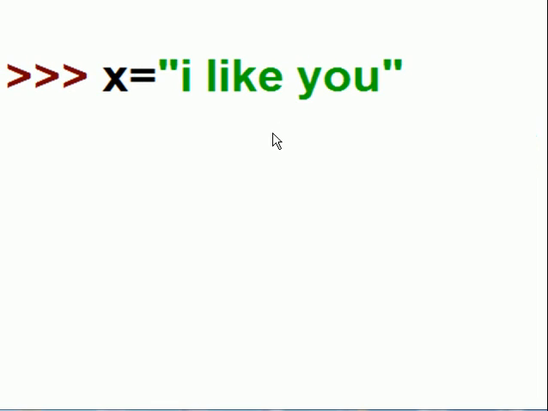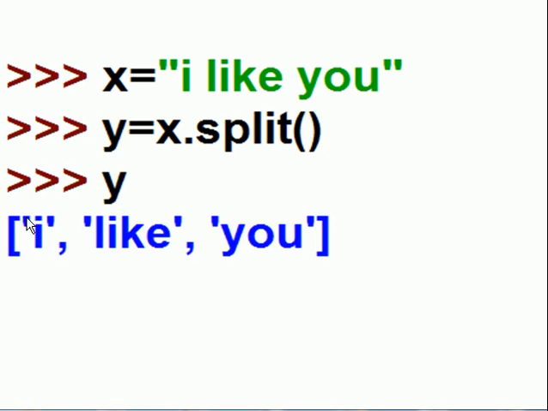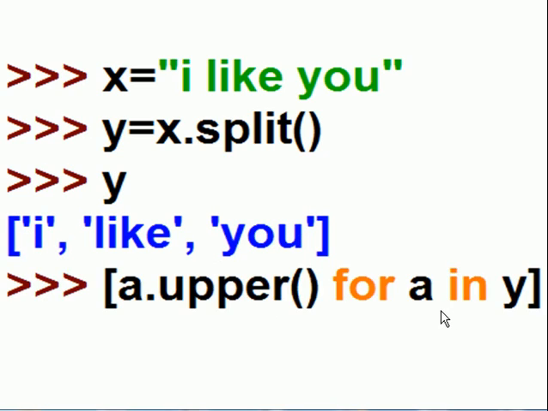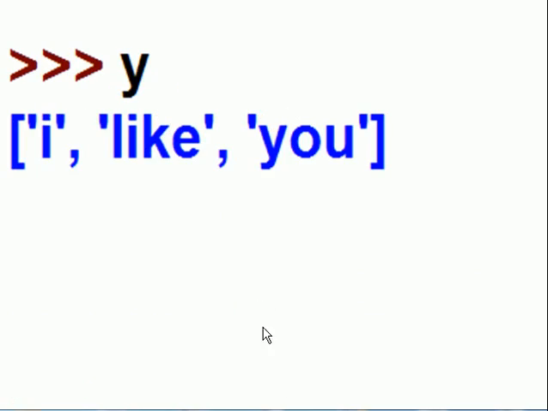X equals 'I like you'. And X, could you split your silly self up and assign that to Y? And he does. He makes a list and he puts all the individual words in there. Now, for every A in Y, this will be A, then this will be A, then this will be A. For every A in Y, this is what you do. I want to see A's uppercase equivalent. I hit enter, and there it is. I LIKE YOU, uppercase. Now, Y still says 'I like you' because I didn't override it with the other stuff.